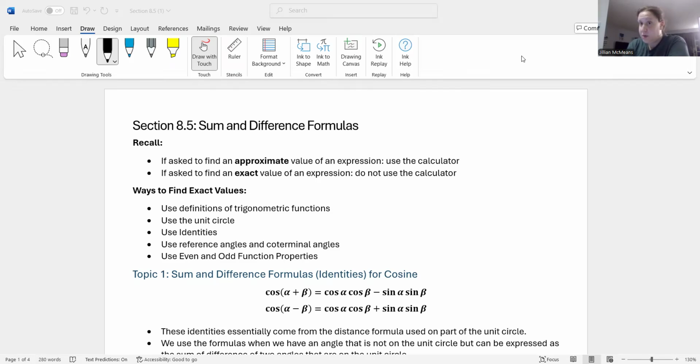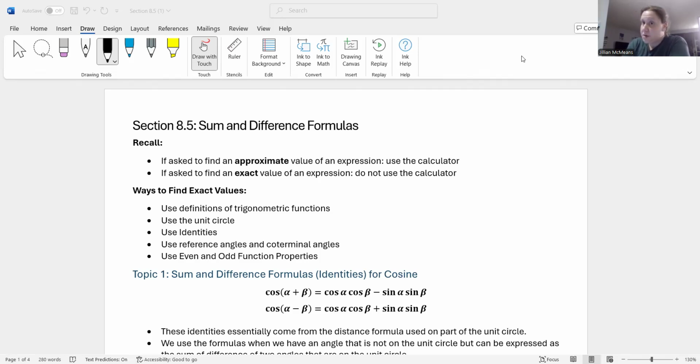The other thing we're asked to do is find exact values of expressions, and that we do a lot. That's when you don't use your calculator. You use other tips and tricks and tools that we have in our toolbox. Some things that we use to find exact values are just the definitions of trig functions. Like SOHCAHTOA, for example: sine is opposite over hypotenuse, cosine is adjacent over hypotenuse. We can use those definitions.